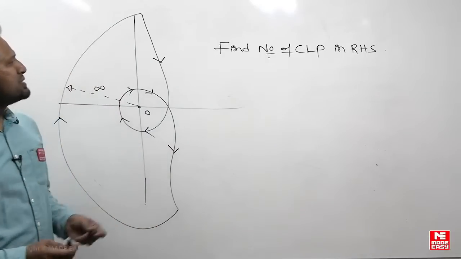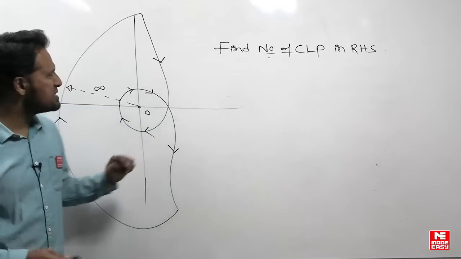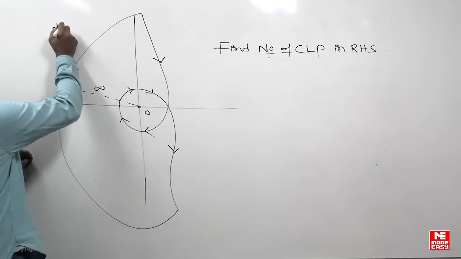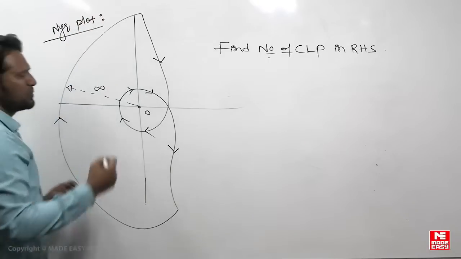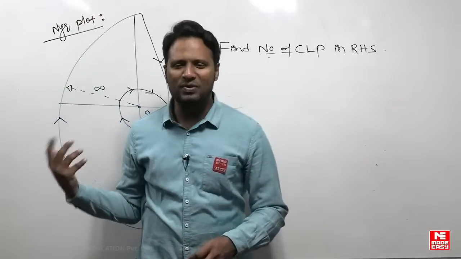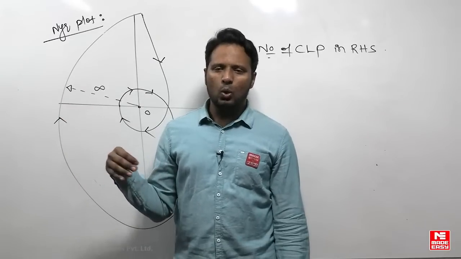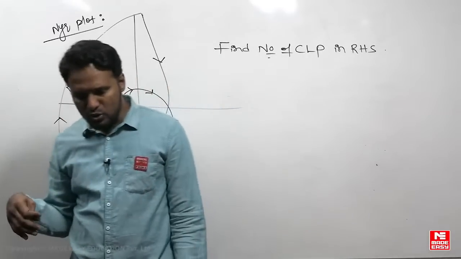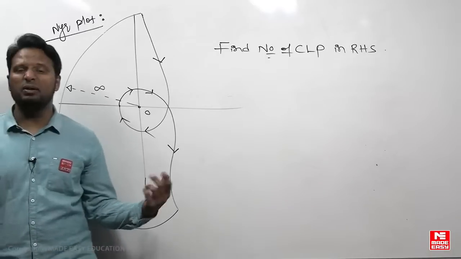Okay, see, the question is to find the number of closed loop poles in the right side of the S plane. What is given? Nyquist plot. Nyquist plot of a system is given. I didn't dictate the question, sorry. Of course, ye toh Nyquist plot hi hai. We know it. Nyquist plot of a system is given. The question is to find the number of closed loop poles in the right side of the S plane. Kitne closed loop pole RHS mein hai? Ye pata kare.